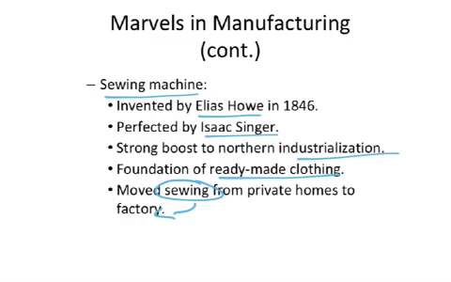The sewing machine was also an invention during this time period, and it was invented by Elias Howe in 1846 and perfected by Isaac Singer. This brought a strong boost to northern industrialization and basically becomes the foundation of ready-made clothing. And so as a result of having a sewing machine, you could now move sewing from your private home to a factory and begin to make large-scale production.